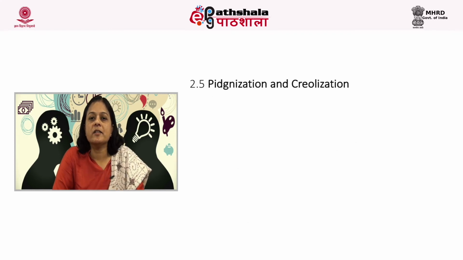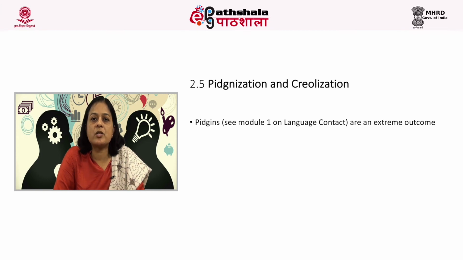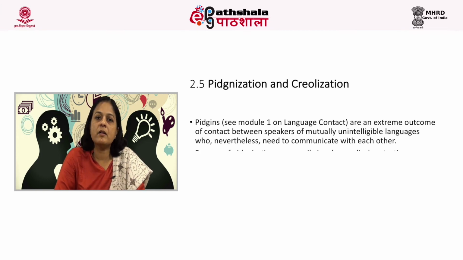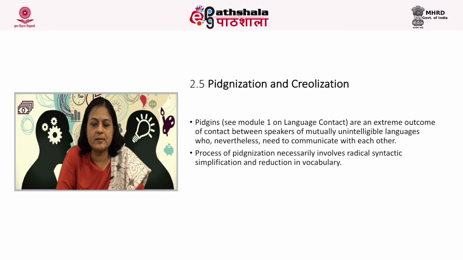We finally turn to the processes of pidginization and creolization as mechanisms of change in language contact. As we saw in the first module, pidgins are an extreme outcome of contact between speakers of mutually unintelligible languages who, nevertheless, need to communicate with each other. The process of pidginization necessarily involves a radical syntactic simplification and reduction in vocabulary.